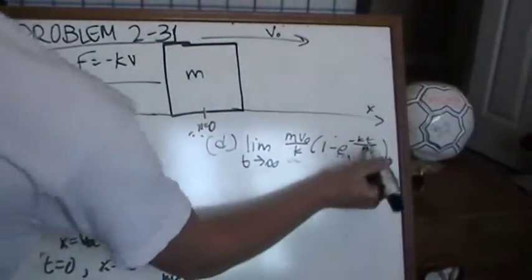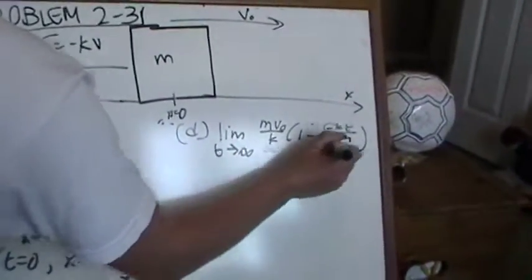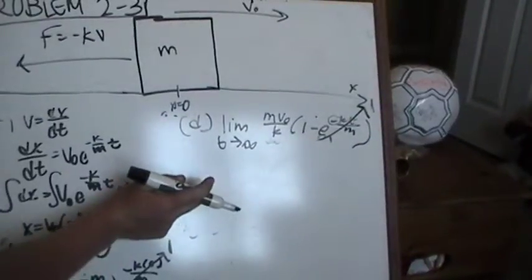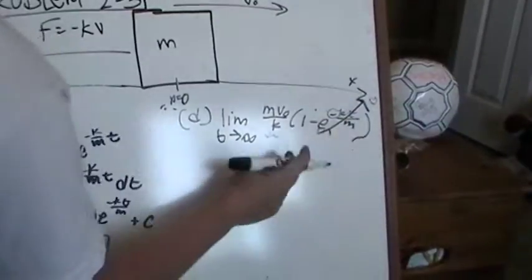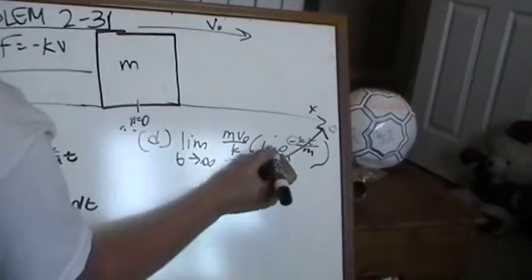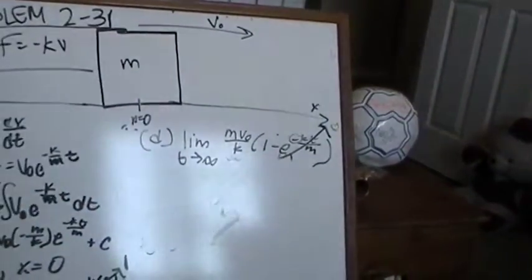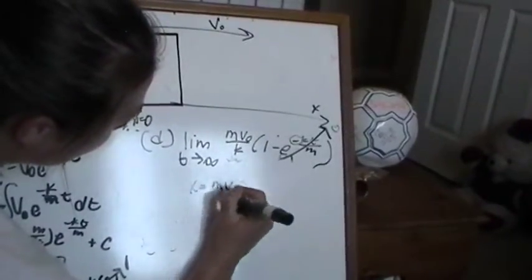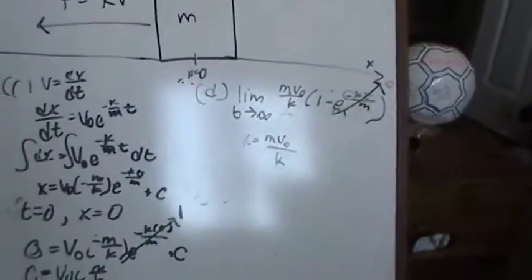Since this exponent is negative, as t gets really big, this is going to go to, no, I mean 0. And then it's just going to go to m v naught over k, because this goes away. So therefore, x equals m v naught over k. Now, this is the distance that it will travel as time approaches infinity.